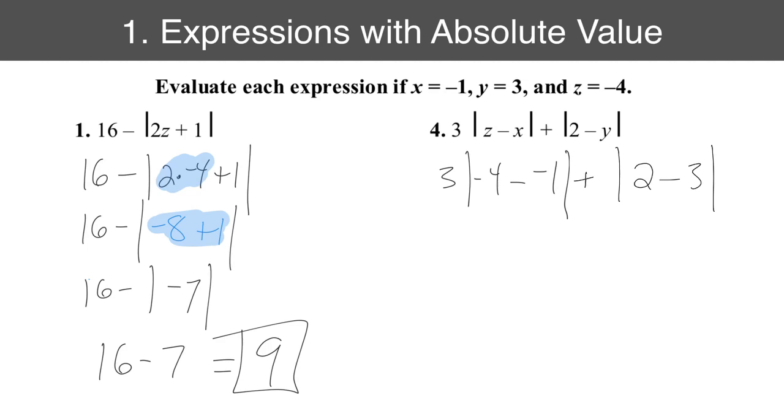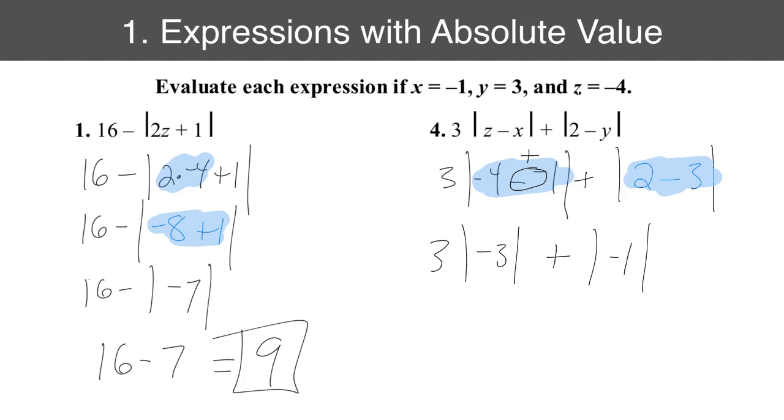All right, let's start working it out. We're going to start inside of our absolute values first. So we're going to do both of our absolute values first. We're going to do negative 4 minus negative 1 and 2 minus 3. So let's do the first one. 3 times the absolute value of negative 4 minus negative 1. Well, 2 negatives back to back make a positive. So it's going to be negative 4 plus 1, which is going to be the absolute value of negative 3. Then plus the absolute value of 2 minus 3, which would give you negative 1.